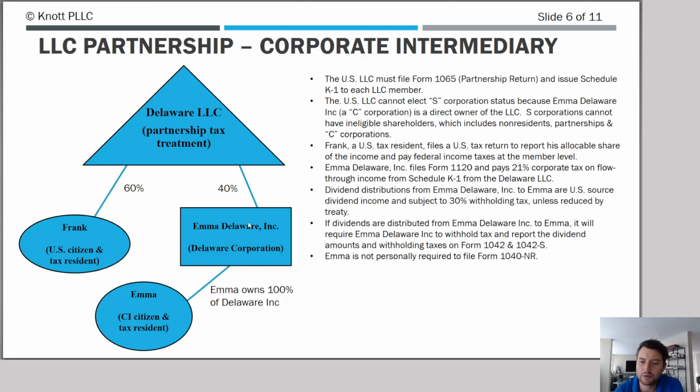Now, the Delaware corporation here, kind of like the last example, if it wants to pay any dividends out to Emma, it can, but the dividend withholding rules apply, right? This is a U.S. corporation. Any dividends are going to be U.S. source income, so U.S. payments out to Emma as the non-resident are going to be subject to withholding taxes, 1042, 1042-S reporting, and so on.